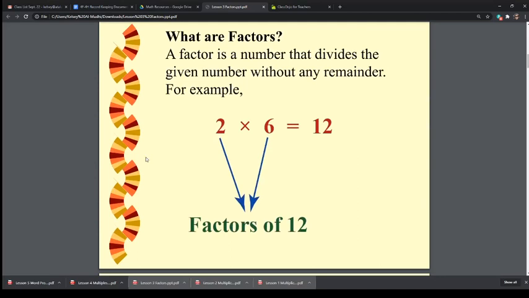What are factors? A factor is a number that divides the given number without any remainder. For example, 2 times 6 equals 12. What are the factors of 12? That would be 6 and 2. They are two factors that would both get to 12.